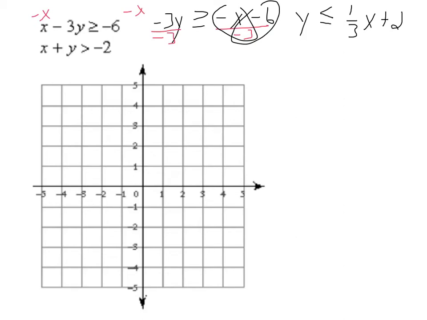So I have a y-intercept at 2. Slope rise over run is up 1 over 3. My inequality has a line under it, so it's solid. My inequality is less than, so I shade down.